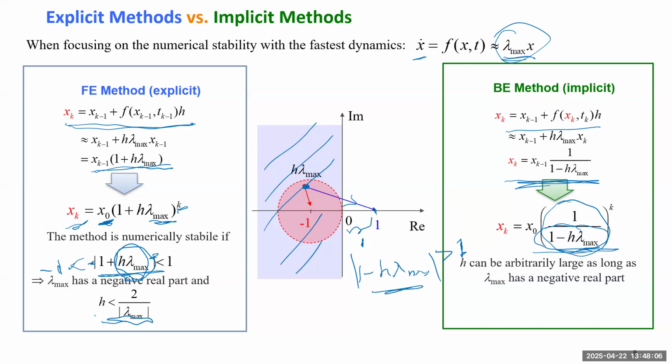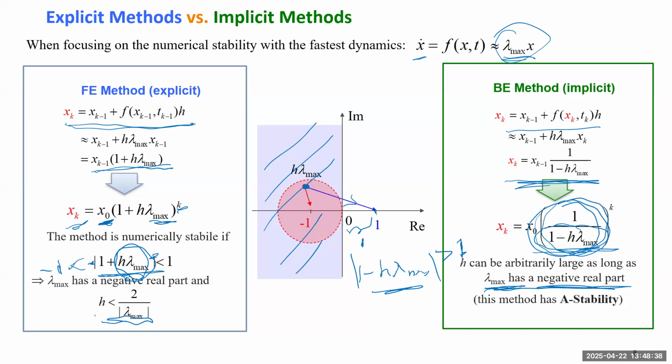So if this is bigger than 1, this factor will have a denominator bigger than 1. So this factor will be less than 1. So no matter how many k's you simulate, Sk will always be bounded if the system itself is stable. So we only need this lambda to have a negative real part. So if the system is stable, the implicit method will be numerically stable.